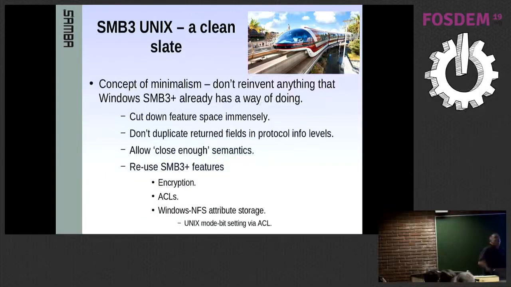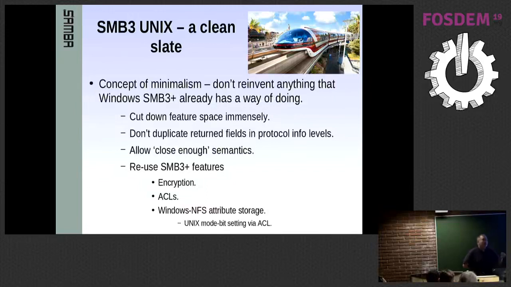So, what does this mean? Cuts down on the extra stuff you need to add. Don't duplicate stuff. If you have an info level in Windows that returns create timestamps and whatever, don't add another POSIX level that does the same thing. You've already got that data, get it the Windows way. Allow semantics that aren't 100% POSIX, but are kind of close enough. And I'll explain a little more what that means in a later slide.